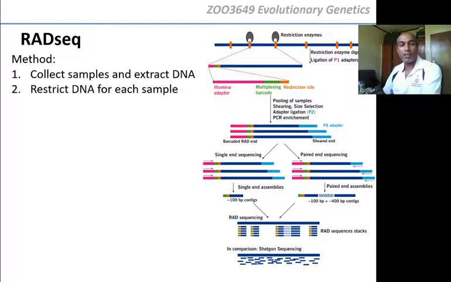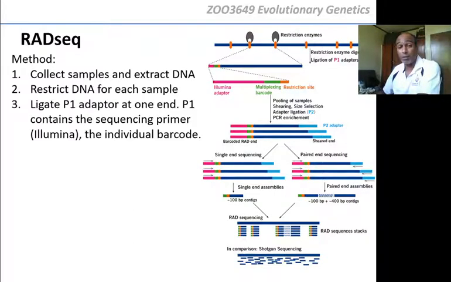First, you collect the samples and extract the DNA. Then, as we said, you restrict the DNA for each sample, right? Then, you ligate an adapter. Here is the genomic DNA here, right? You see here these restriction enzymes. They're restricting the DNA. They're cutting it at that place. So they've cut it here, for example. You see my mouse? They've cut it here, and it's resulted in this blue piece here.